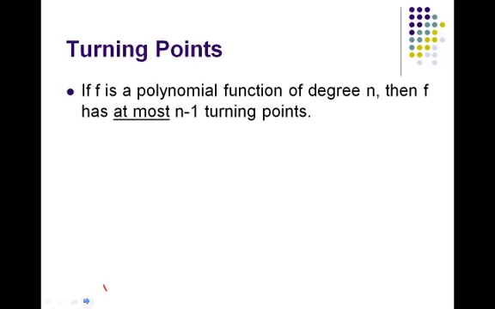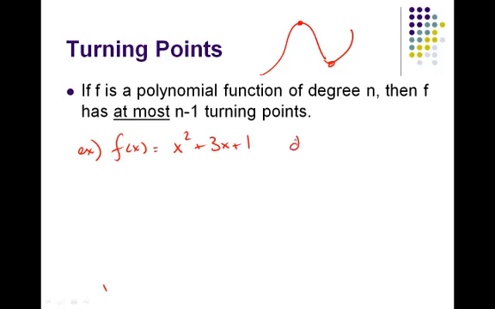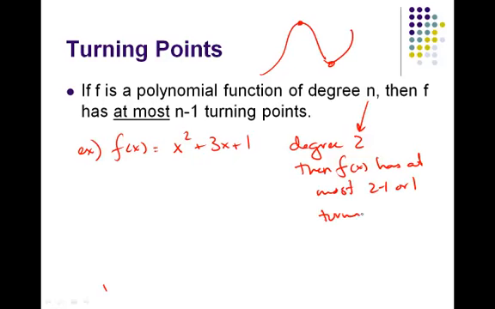Okay, the last thing that we want to look at is turning points, and that's the place where a graph turns around. So that would be a turning point. This would be a turning point. If f is a polynomial function of degree n, then f has at most n minus 1 turning points. So for example, if f of x is x squared plus 3x plus 1, that is a degree of 2, then f of x has at most 2 minus 1, or 1, turning point.